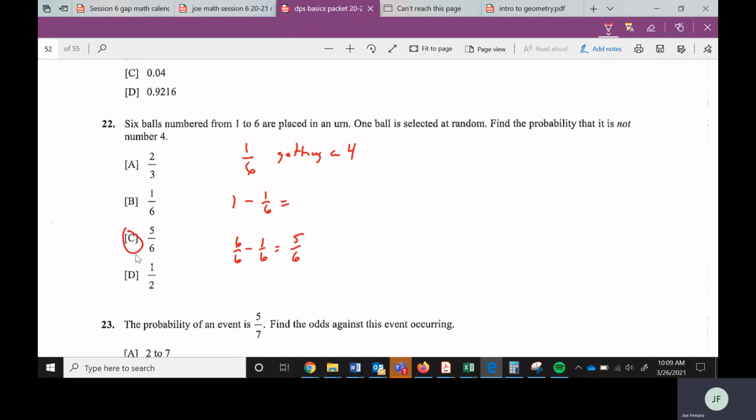Now, I think the numbers are small enough in this problem where you could easily just say, okay, there's 6 numbers, I want the probability of not getting a 4. Well, one of them is a 4, and there's 6 numbers, so that means there's 5 that are not 4. And there's your answer: 5 out of 6 are not 4. So you could do it either way.